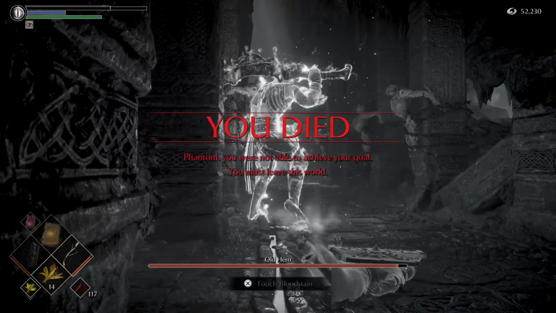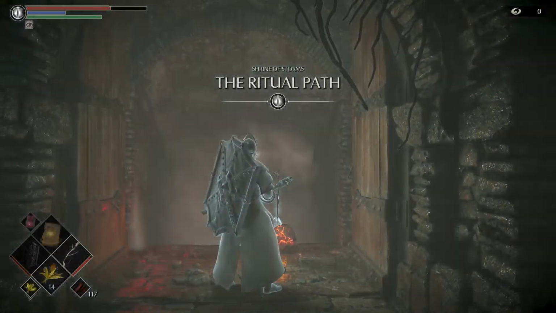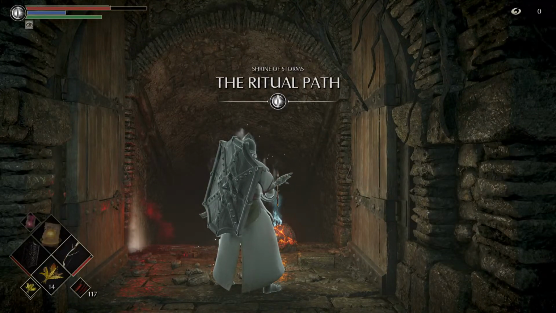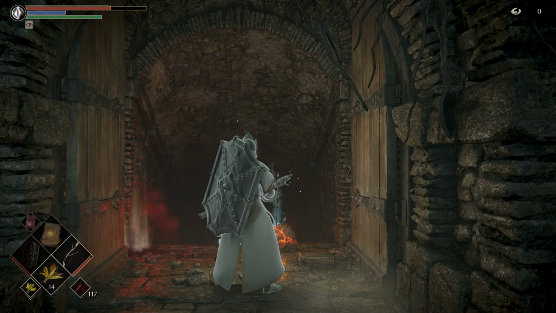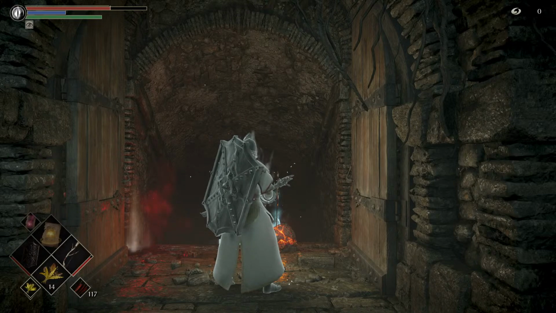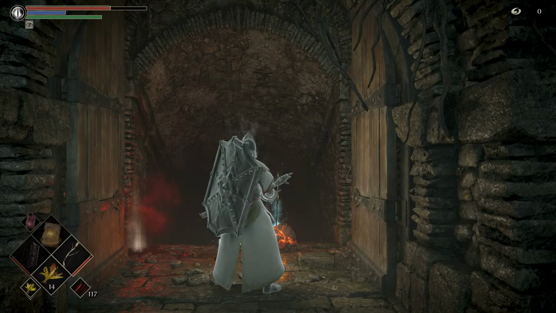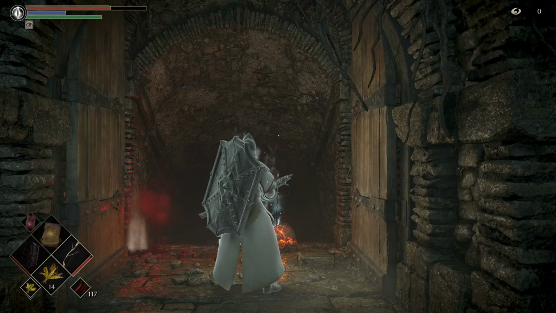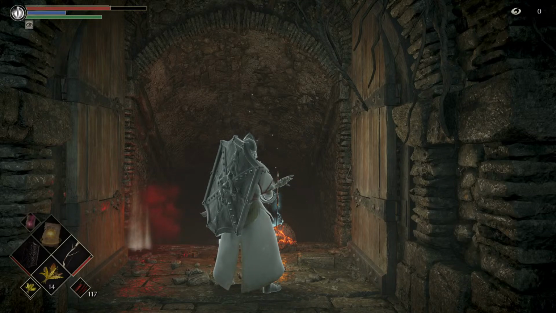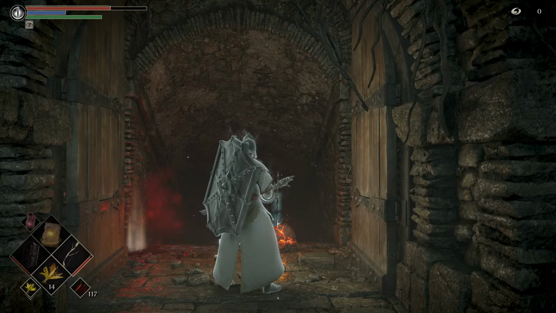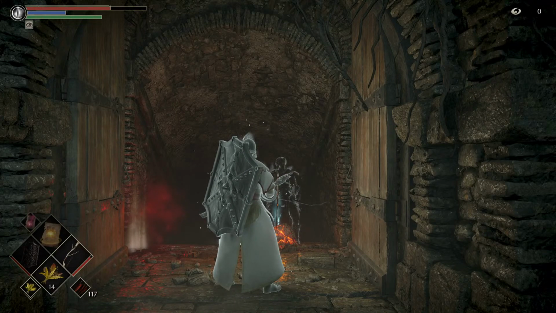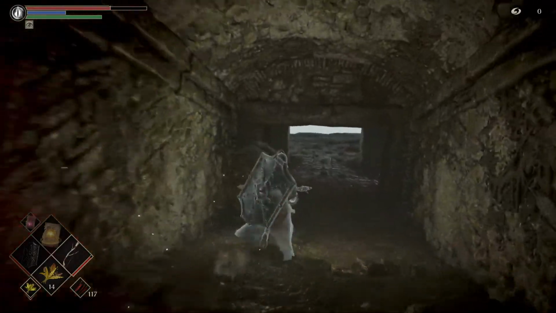This guy said he wouldn't attack the altar. This guy attacked the altar immediately.